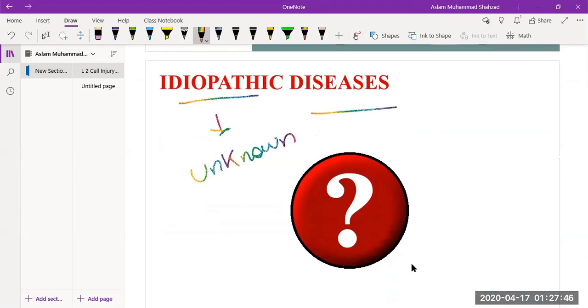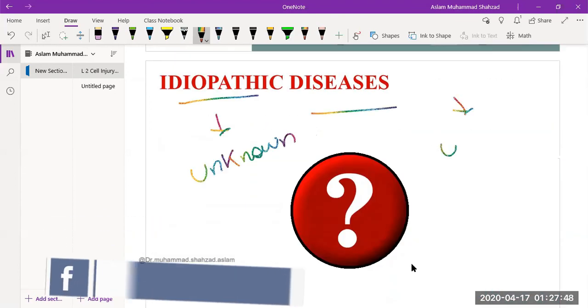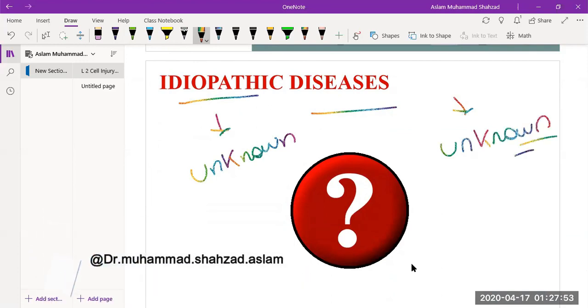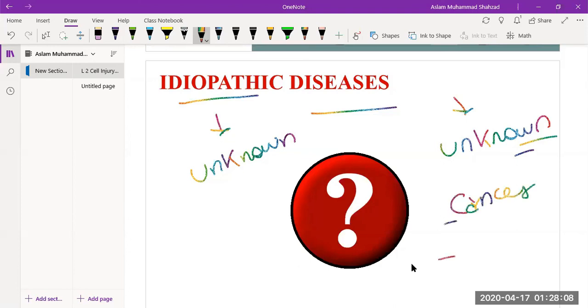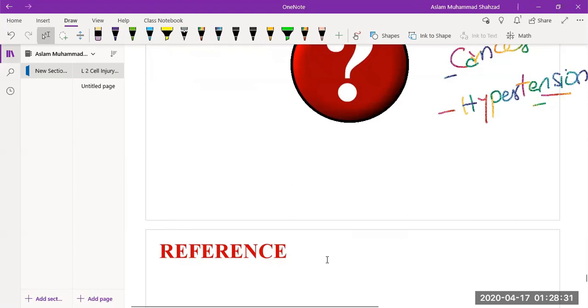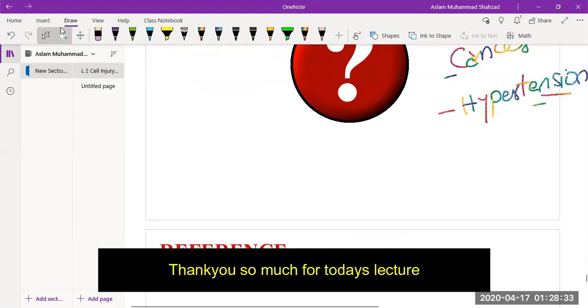In idiopathic diseases, the cause of the disease is unknown. There are many diseases where we still do not know by which factors the disease is caused, such as cancer or hypertension. In a given situation, more than one of the above etiological factors may be involved in one disease. So thank you so much for today's lecture.